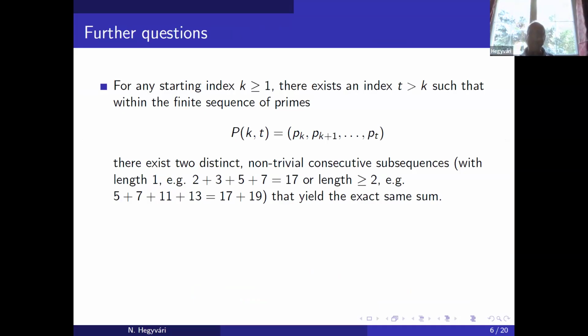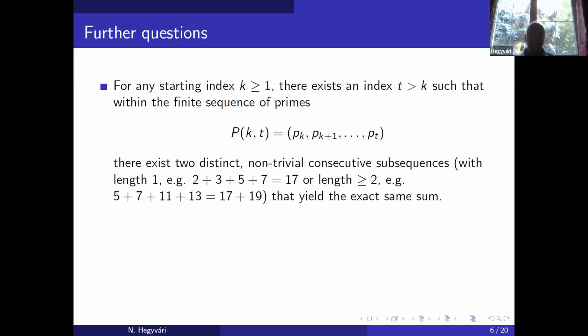So if you take the consecutive prime numbers from p_k up to p_t, then there is a coincidence between at least two consecutive sums. Here we can distinguish two cases. The first, the lengths. I include in the consecutive sums the singleton as well. Say the case when 2 plus 3 plus 5 plus 7 is 17, which is also a prime number.